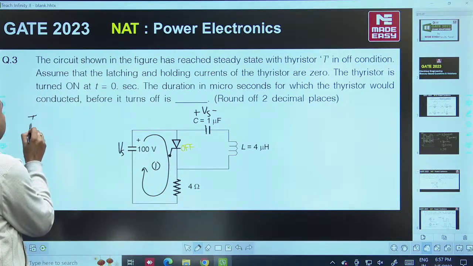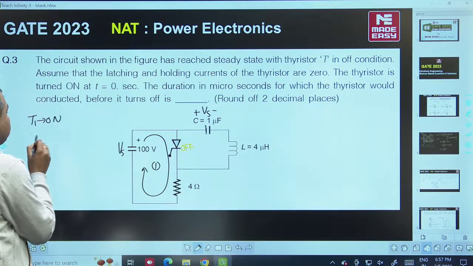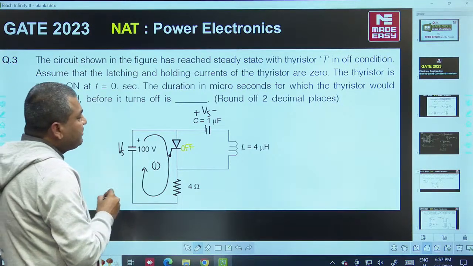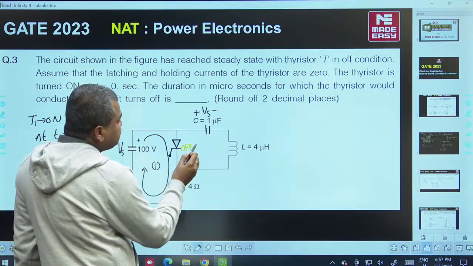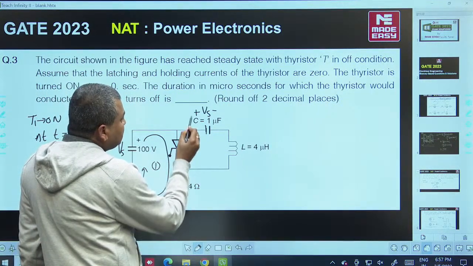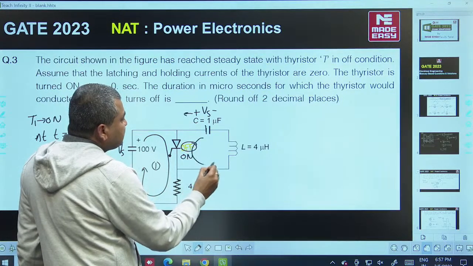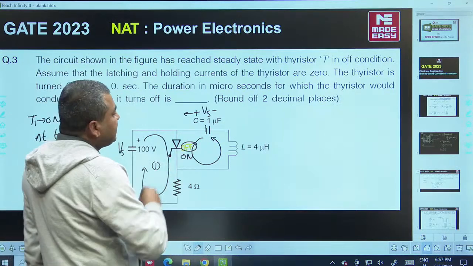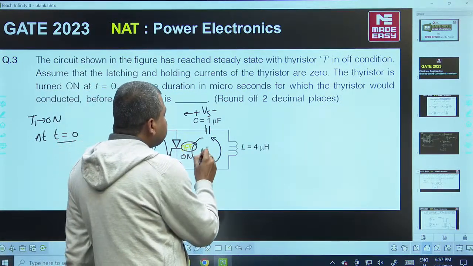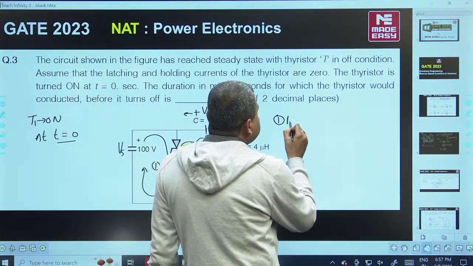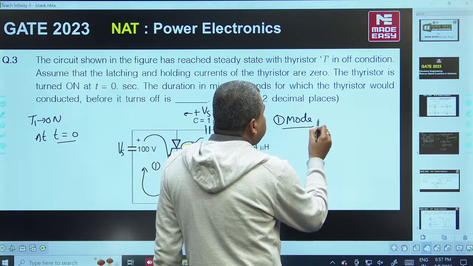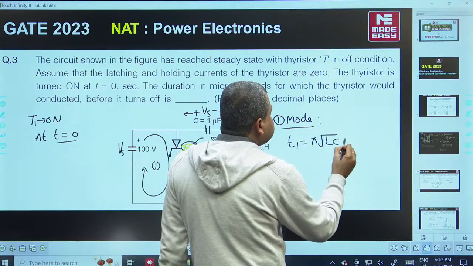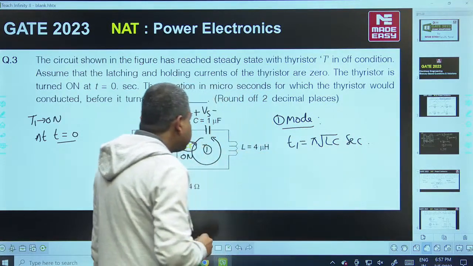Now when I switch on the thyristor T1, T1 is switched on at t equal to 0 seconds. So when T1 is switched on at t equal to 0, this capacitor will discharge through this LC network. Here it is an LC network, so the duration of the first mode is pi root LC seconds, pi into square root of LC seconds. That is the duration of the first mode.